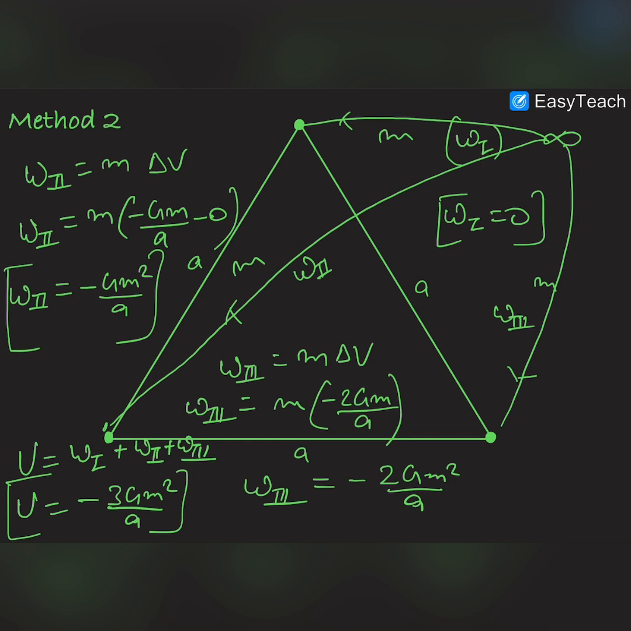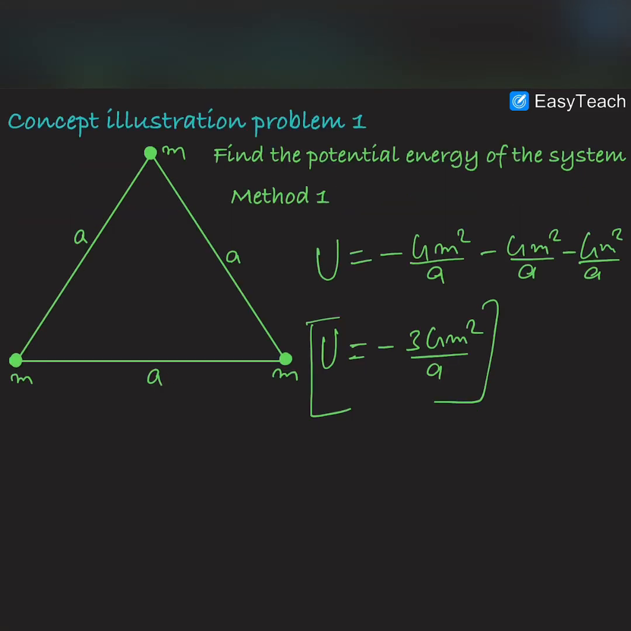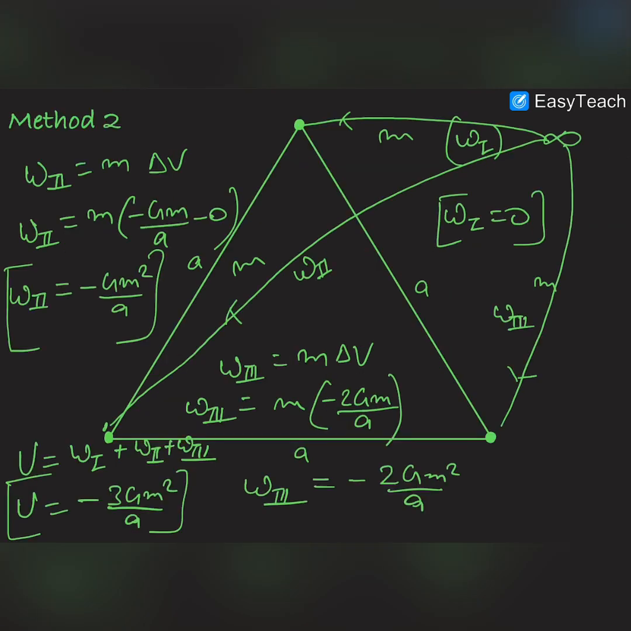This is the potential energy of this system, and we can check this value with the previous one. So obviously in numericals we would use this approach, but this approach was just to justify the definition of the potential energy, that it is the work done in assembling these constituent masses in the form of this triangle from infinity slowly by the external force.